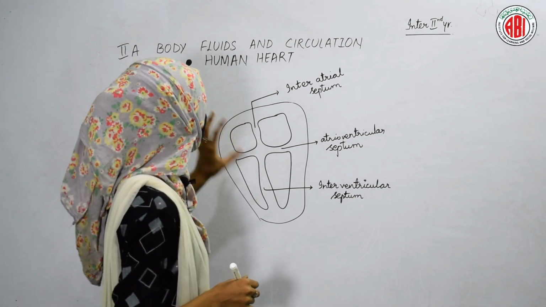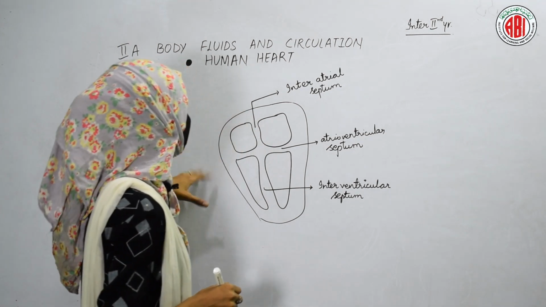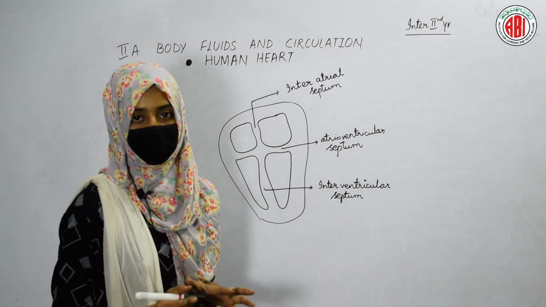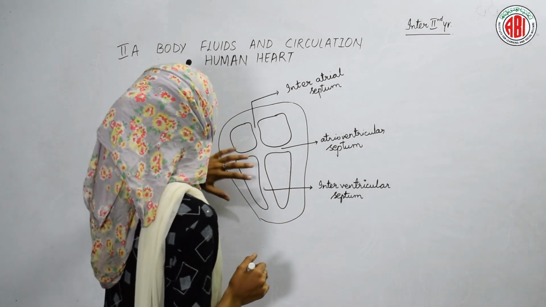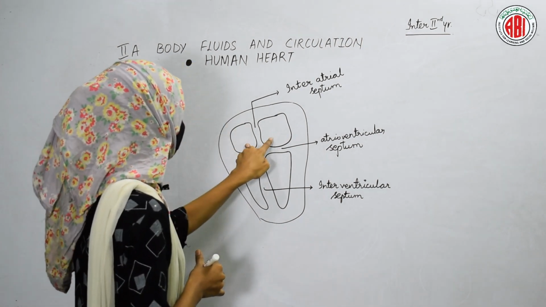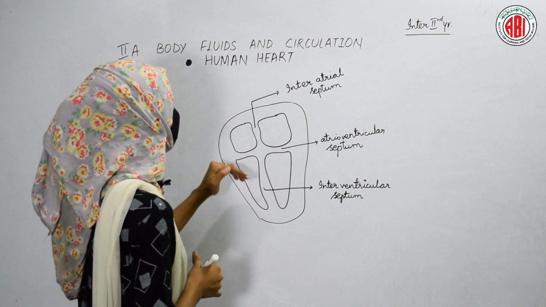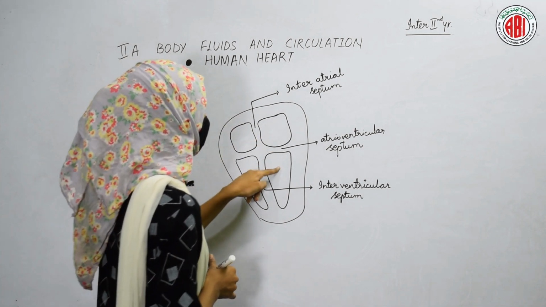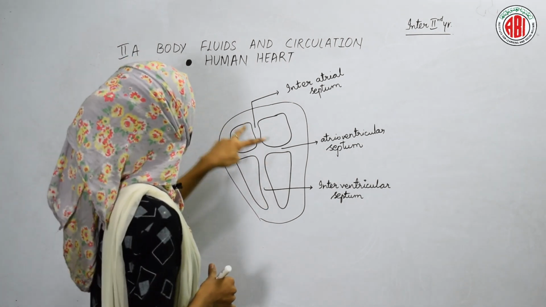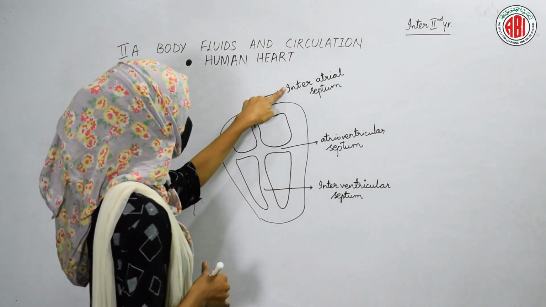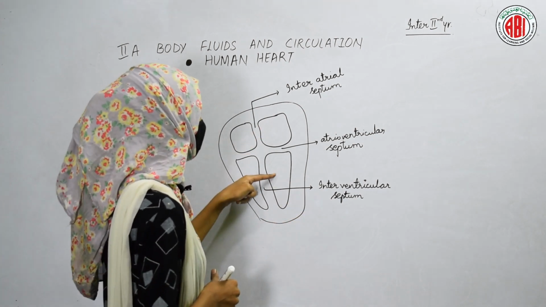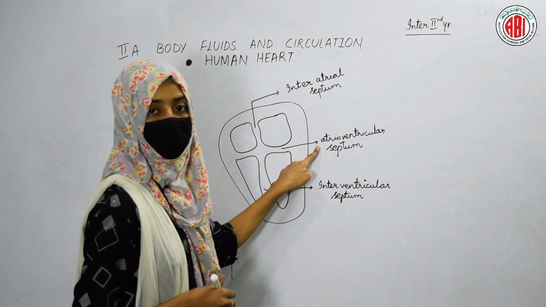So this is how the division is done, by which all these 4 chambers are present in a separate manner. They are not mixed up, they are not merged with each other. There is a space in between 2 atrium, in between 2 ventricles, and also a space in between an atrium and ventricle, and we call that septum by different names. The space between 2 atrium, interatrial septum; in between 2 ventricles, interventricular septum; and in between an atrium and ventricle, we call that atrioventricular septum.